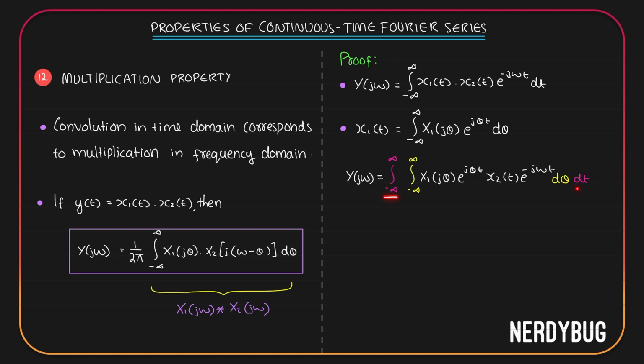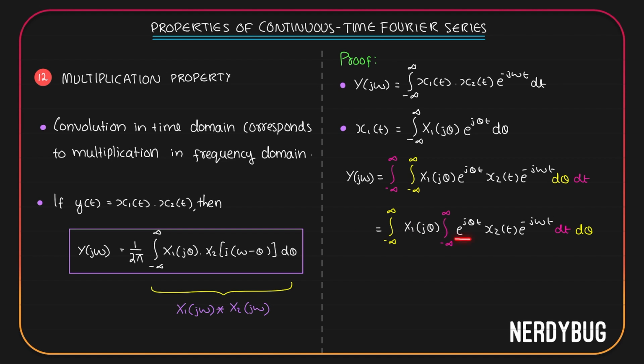Now this corresponds to dt and this corresponds to d theta. I want to do the integration corresponding to t first, so I am going to change the order of integration. Let us do this integration first. Now it is based on the variable t. x1 of j theta doesn't have anything to do with t, so it can come out of that integration.